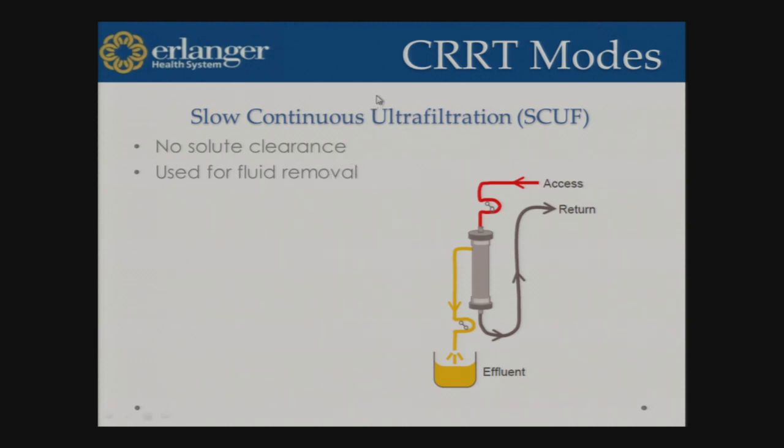So the first one we're going to talk about is slow continuous ultrafiltration, or referred to as SCUF. And this essentially is only used for volume control. You are only removing volume in these patients. There's no dialysis that occurs, no solute removal. So the blood comes in through the filter, and the effluent, you kind of think of this as your pee bag, is the fluid that you're pulling off of the patient. There's no replacement solution used here, okay? So you would not see Prismasate ordered in these patients.